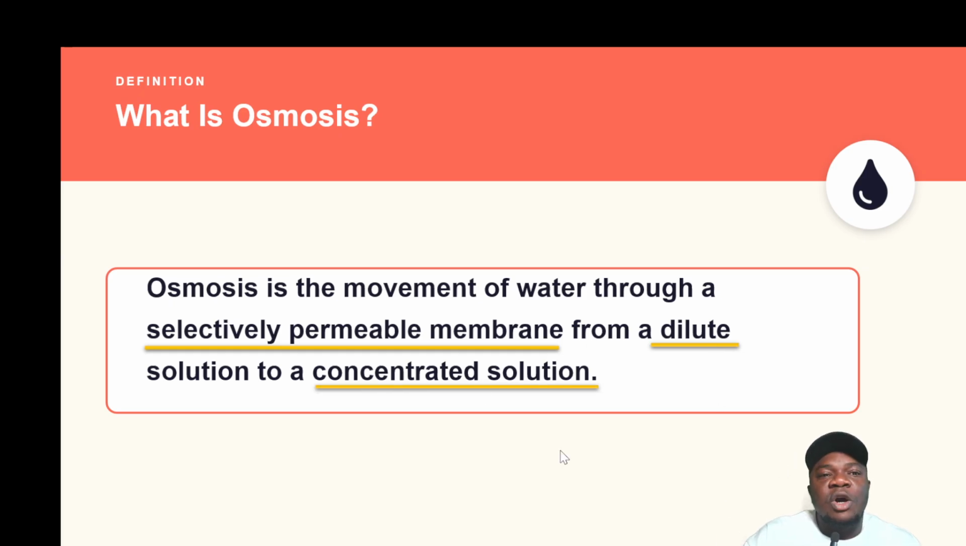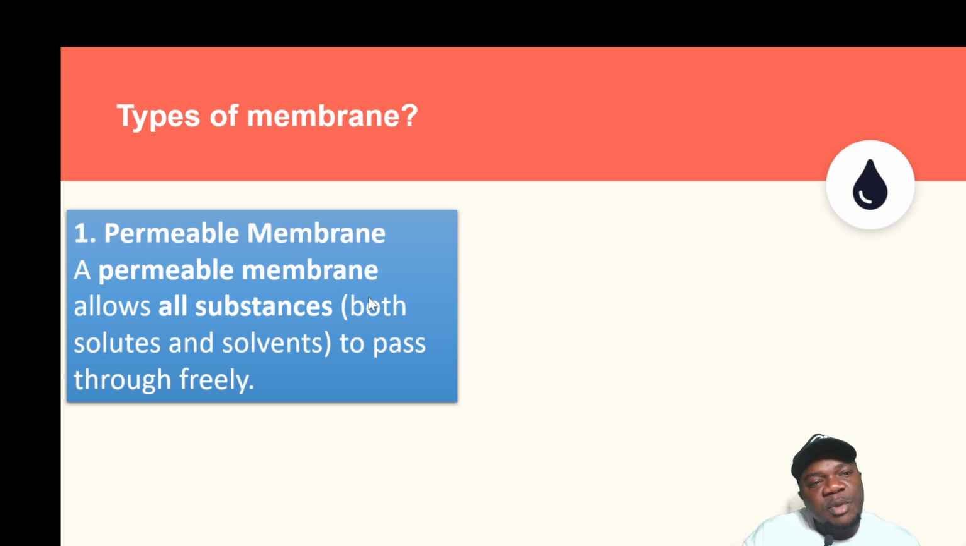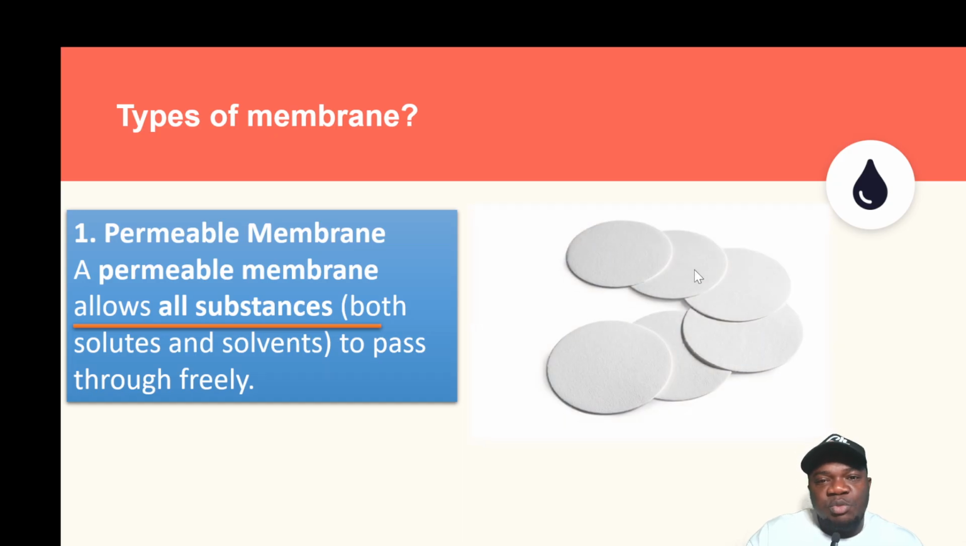For this membrane, it would be nice for us to understand what a membrane is, given the different types of membrane. The first type is the permeable membrane. A permeable membrane allows all substances, both the solutes and the solvents, to pass through it freely. A very good example of a permeable membrane is your filter paper. It allows substances to pass through it.